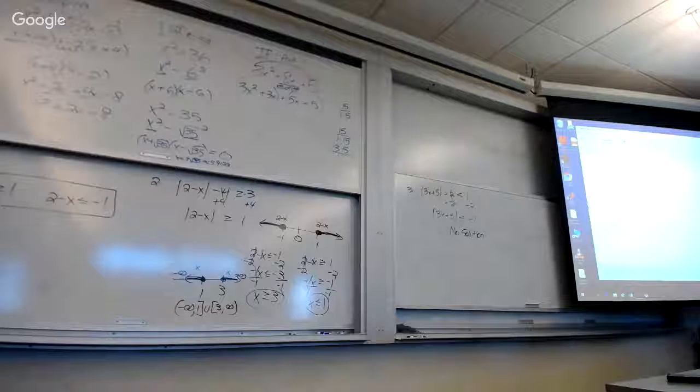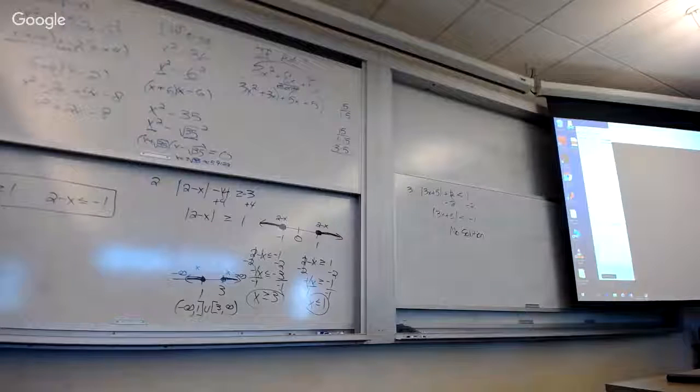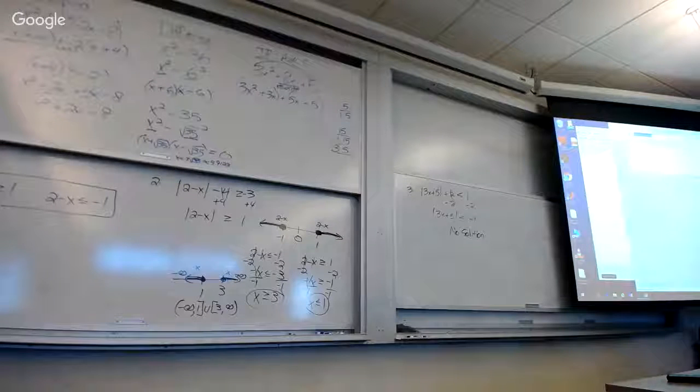Just to show what this problem looks like so you can appreciate it, here comes Desmos. And within Desmos here we have absolute value of 3x plus 5, and then it's actually plus 1 if I move everything to the left. This is the graph. So where are the x-intercepts?